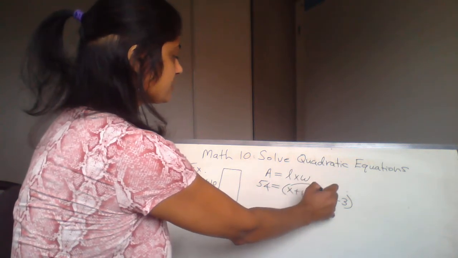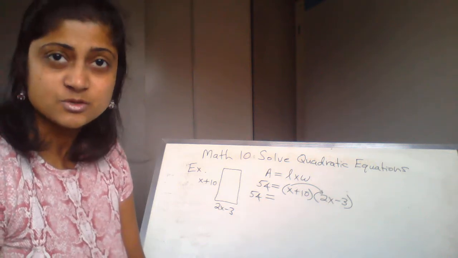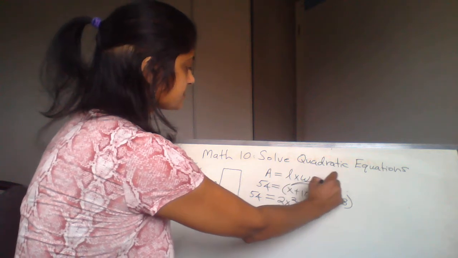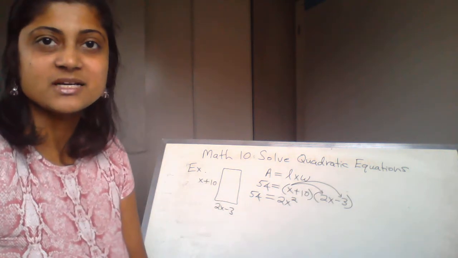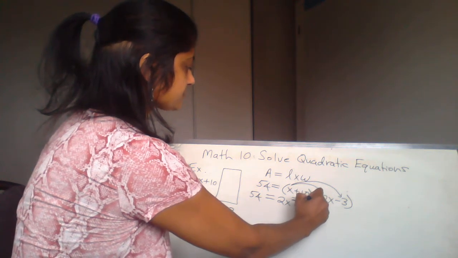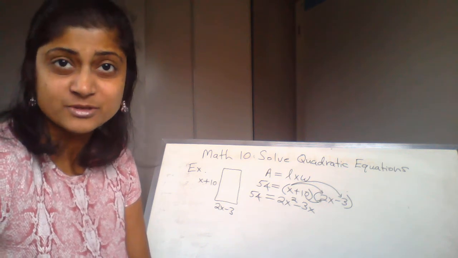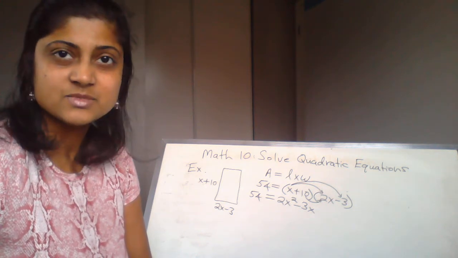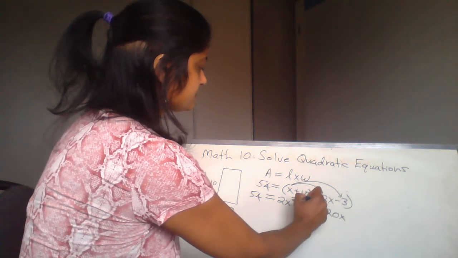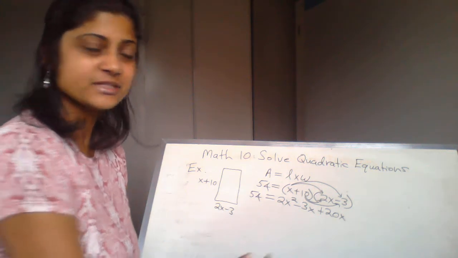So let's just keep 54. 54 equals, we're doing x times 2x, so 2x squared. And then x times negative 3, so this is going to be negative 3x. Then I'm going to go to the inside two numbers here. I'm doing 10 times 2x, so this is going to be plus 20x. And then 10 times negative 3, which is negative 30.